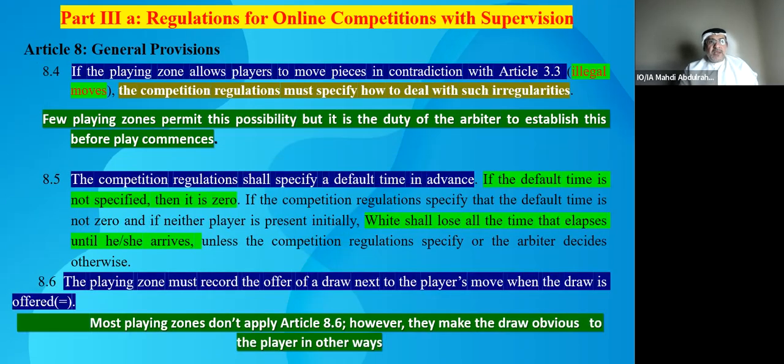So in this case, if the playing zone allows players to move pieces in contradiction with Article 3.3 on moves, the competition regulation must specify how to deal with such irregularity. Viewing the playing zone, when possible, is the duty of the arbiter.